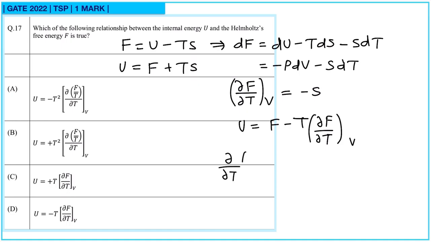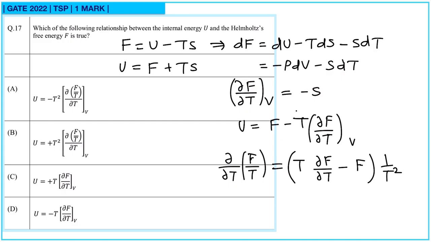So ∂/∂T of F by T is equal to denominator into derivative of numerator minus numerator into derivative of denominator, which is 1 upon denominator squared. So this whole thing into 1 by T squared, and we have this here. So from here we can write U is equal to minus of T squared into ∂/∂T of F by T. So from here we can see that option A is matching. This is minus T squared ∂/∂T of F by T at constant V.